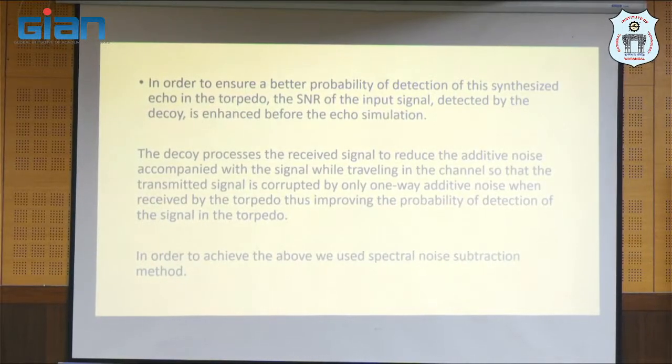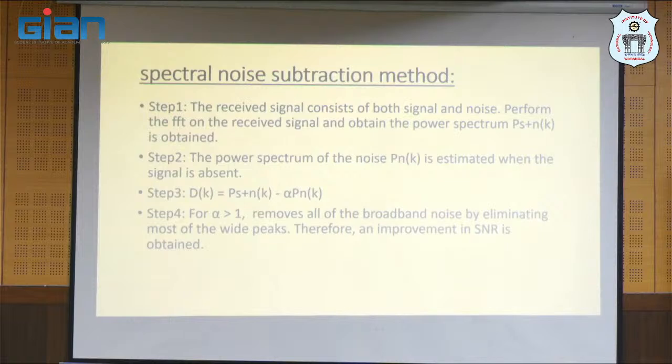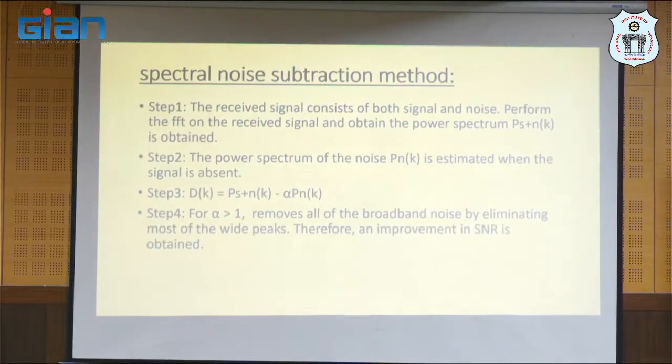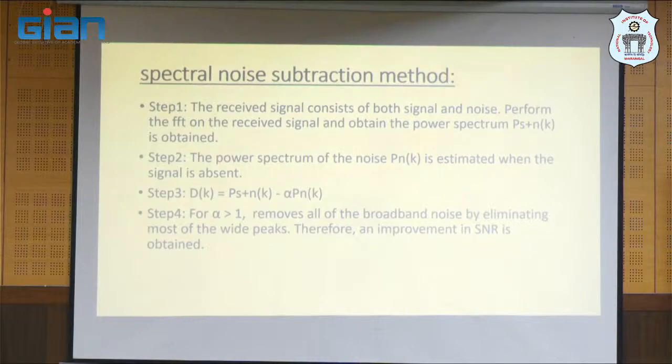Basically, the signal which we receive contains both signal and noise. So we transform into the Fourier domain. We do FFT and then get the power spectrum, and we estimate the power spectrum of the noise when the signal is absent. We assume the noise is generally constant.